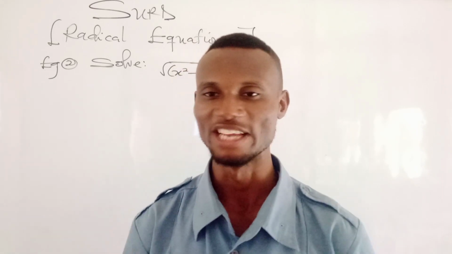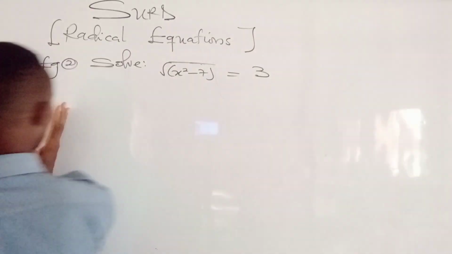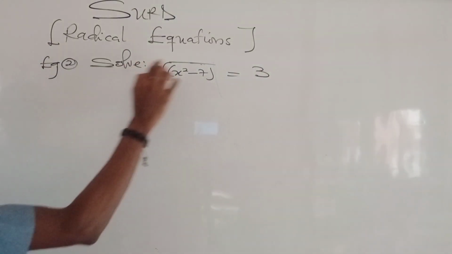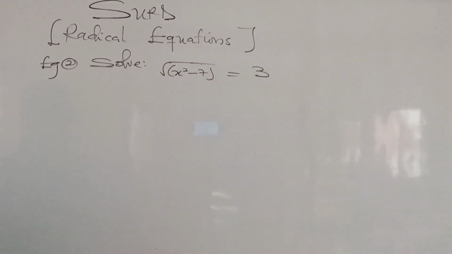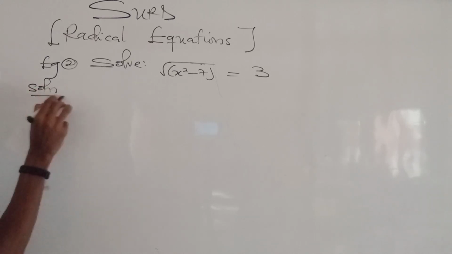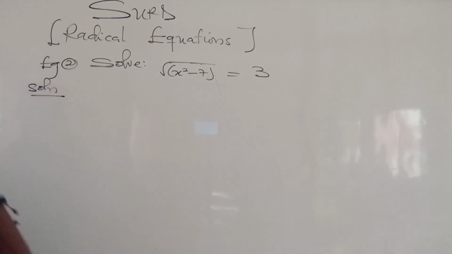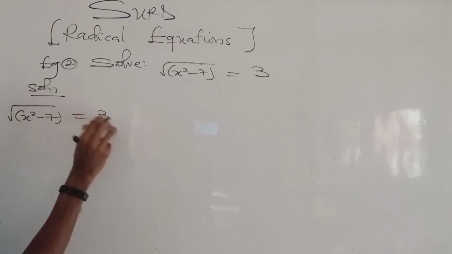Let's go ahead and solve the example 2 that I have on the board. Example 2 says we should solve the square root of s squared minus 7 is equal to 3. I'm going to write down my solution and we are going to do it together. So I'm going to repeat the question: square root of s squared minus 7 is equal to 3.